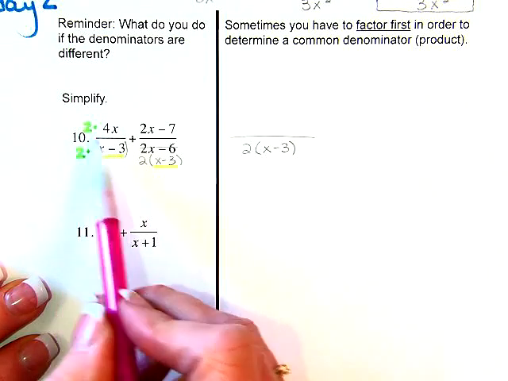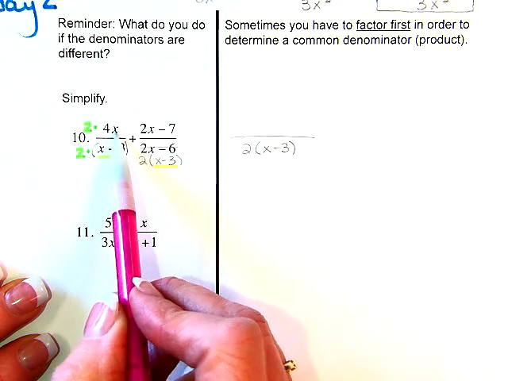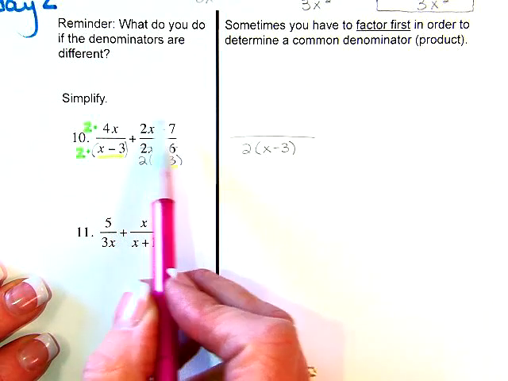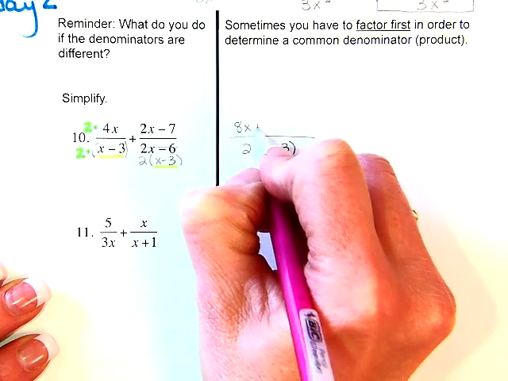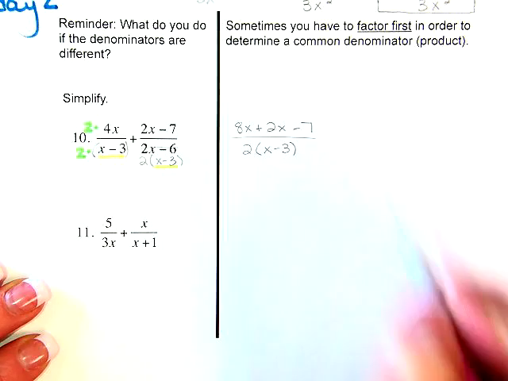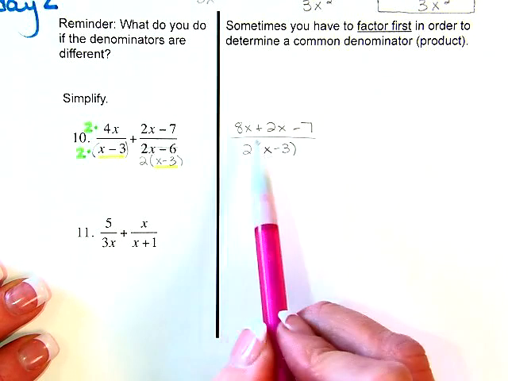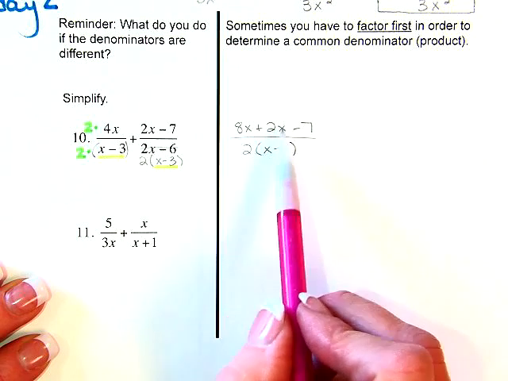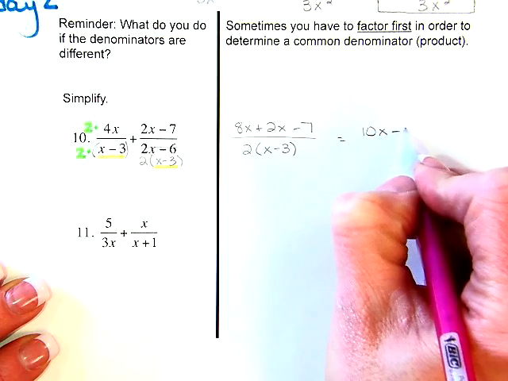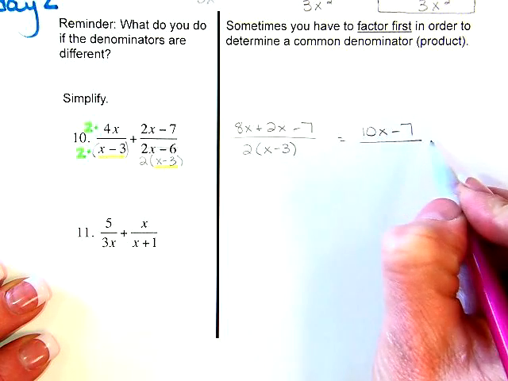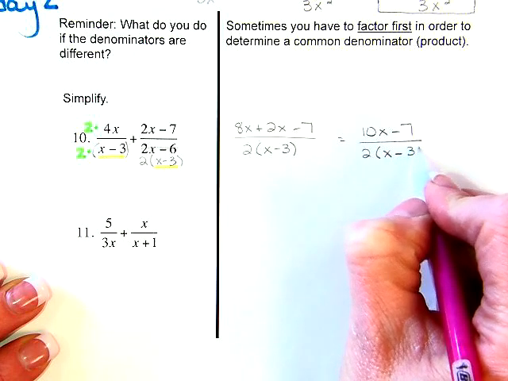So what I need to do now is go back here and simplify the numerator. 2 times 4x is 8x plus 2x minus 7 is just going to stay like that. So it looks like this: 8x plus 2x minus 7. Now we need to look at this numerator and clean it up. This 8x and 2x are like terms, so they combine to be 10x. And so now I'm looking at 10x minus 7 all over 2 times x minus 3.